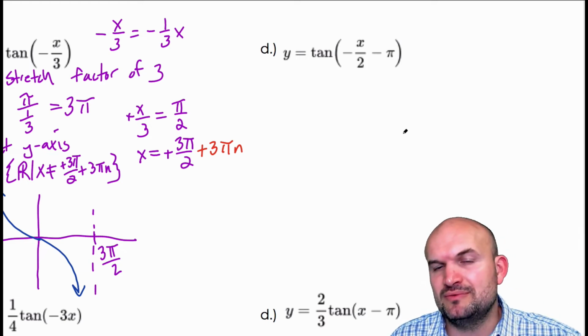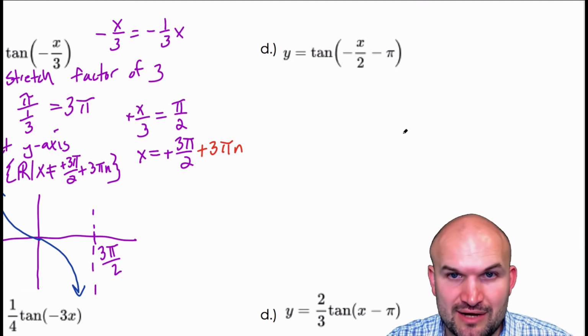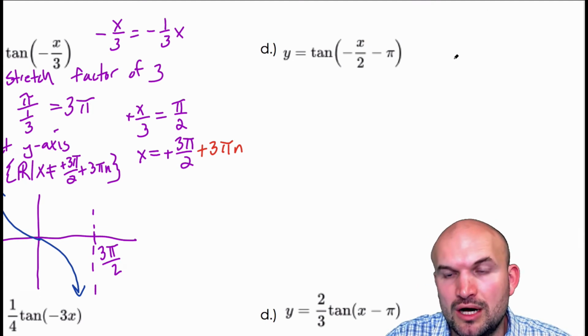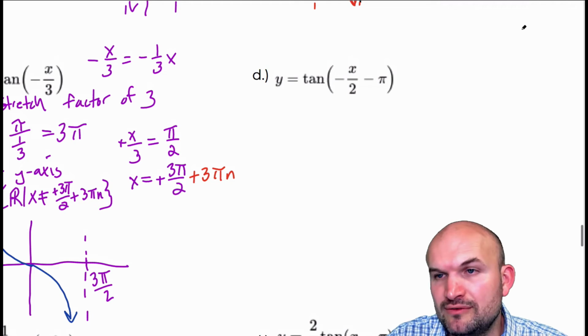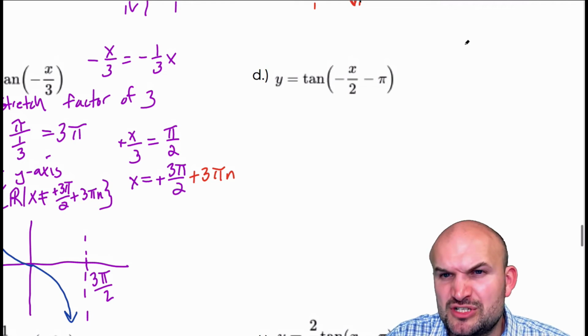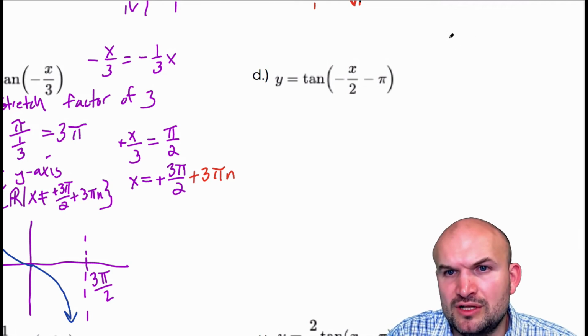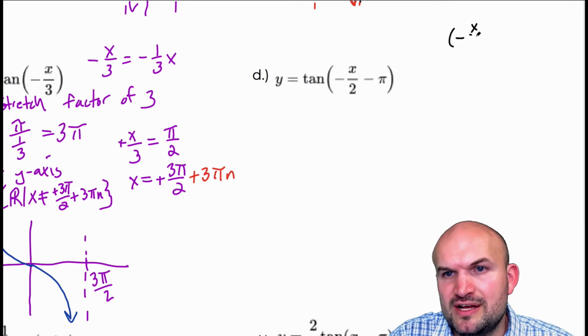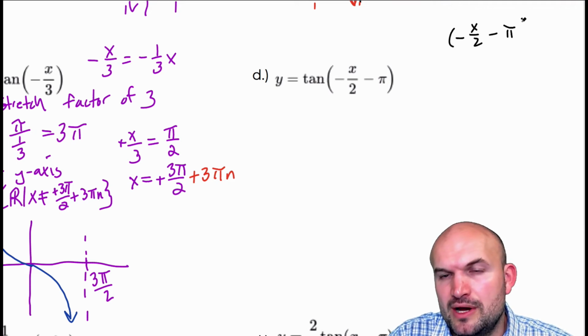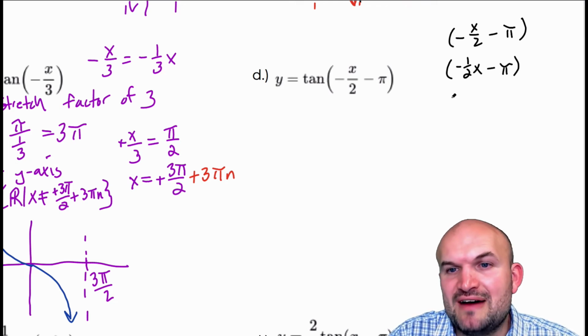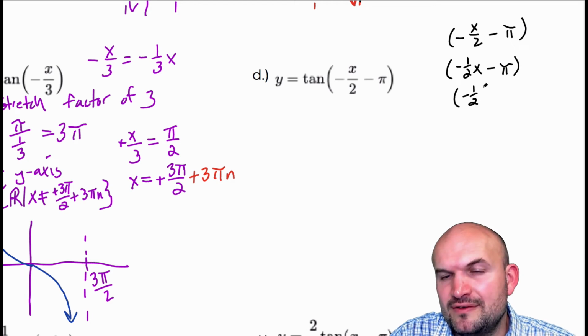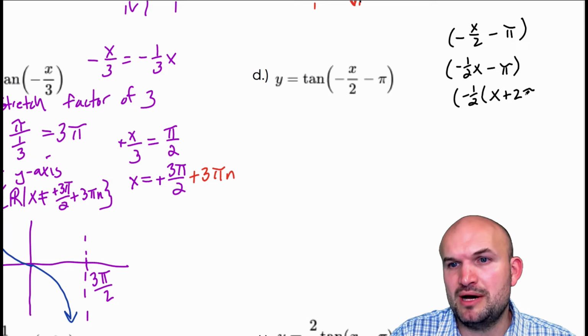And some people might not be comfortable with dividing this out. So I'll work through it the initial period way as well, just to kind of confirm my results. So first of all, let's rewrite this. Negative x over 2 minus pi. All right, let's rewrite this as a negative 1/2 x minus pi. That helps me divide out the negative 1/2, and then I'd get x plus 2 pi.